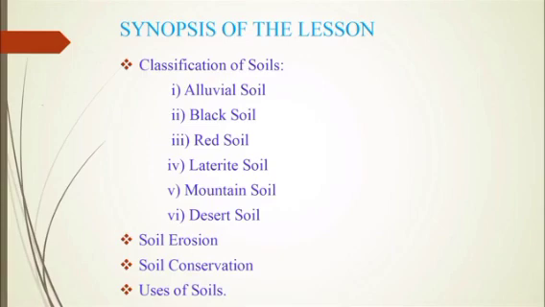The first one is classification of soils. Under this, we have alluvial soil, black soil, red soil, laterite soil, mountain soil and desert soil. Then we have soil erosion, soil conservation and uses of soils.